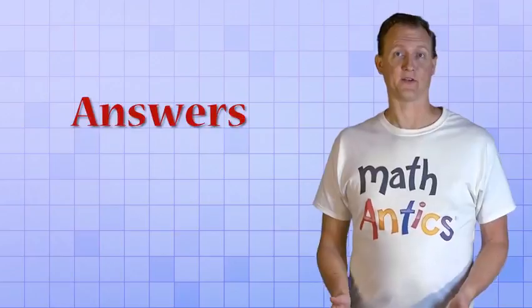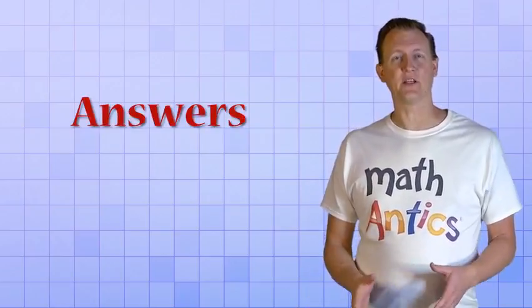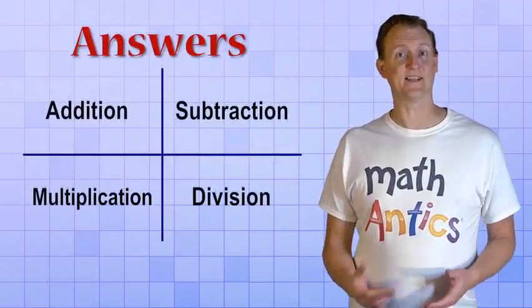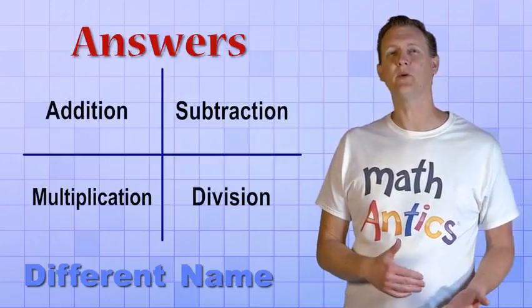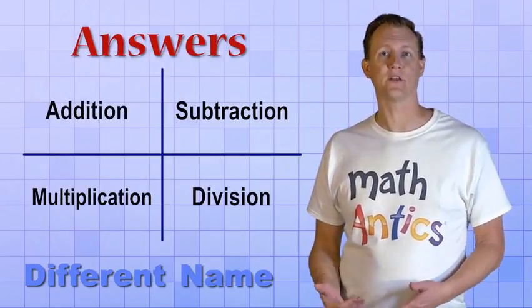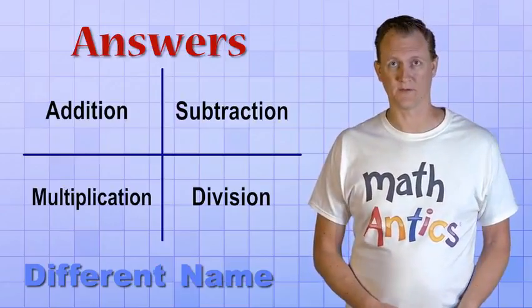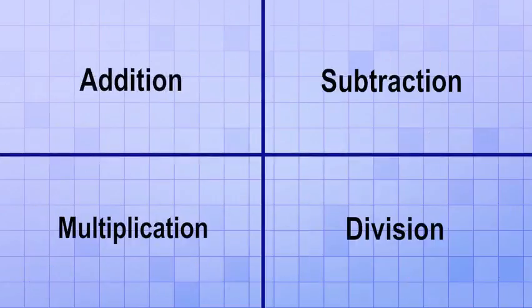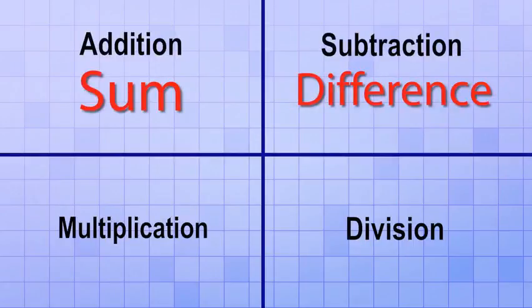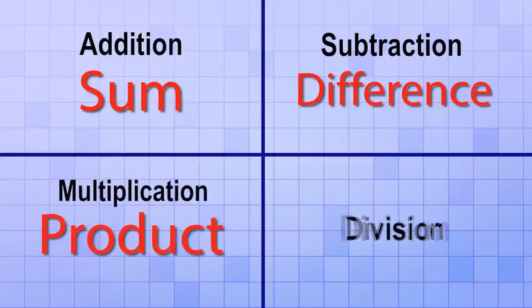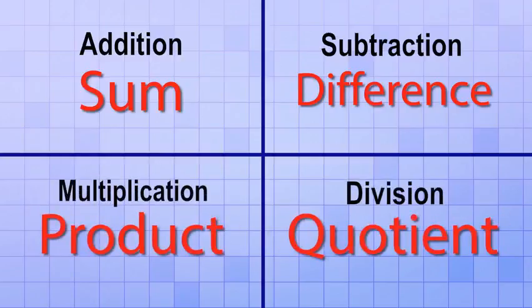And speaking of answers, did you know that the answers for each of the four arithmetic operations gets a different name? And it's important to learn those names because they'll help you when you need to read math instructions or when you're solving word problems. The answer to an addition problem is called a sum. The answer to a subtraction problem is called a difference. The answer to a multiplication problem is called a product. And the answer to a division problem is called a quotient.